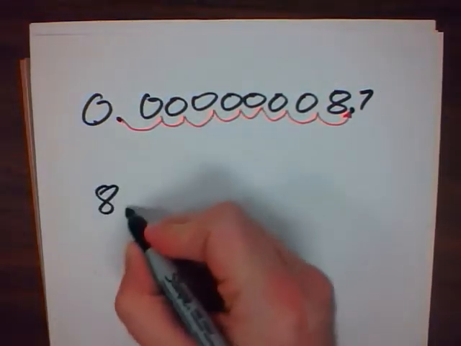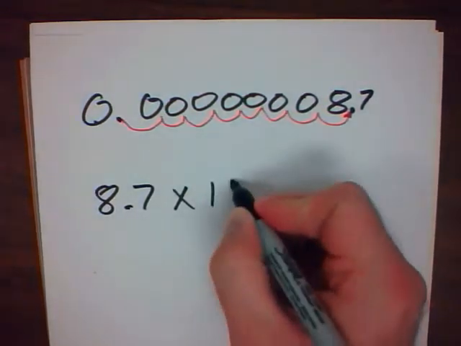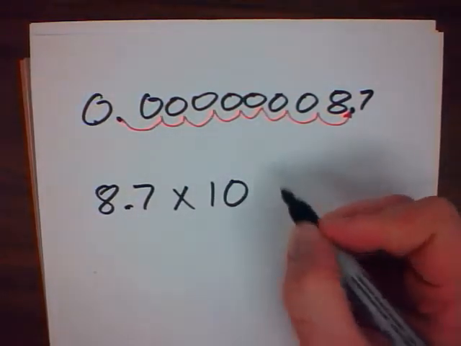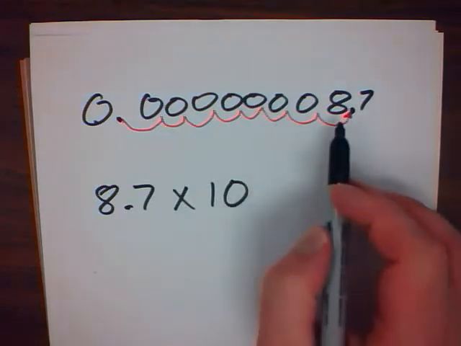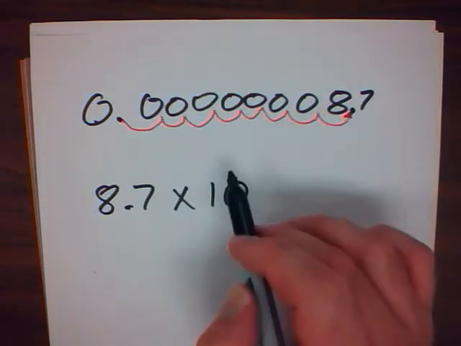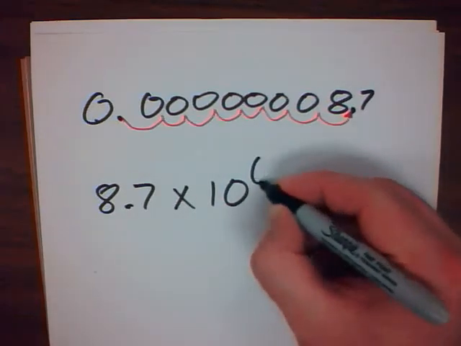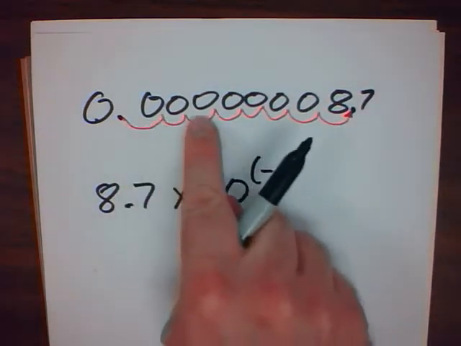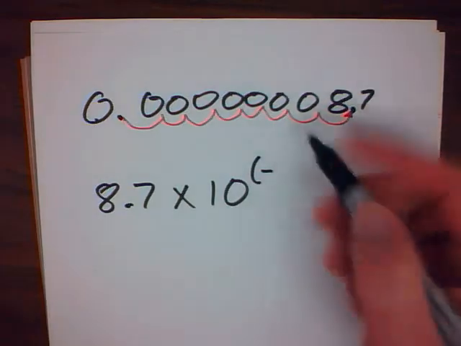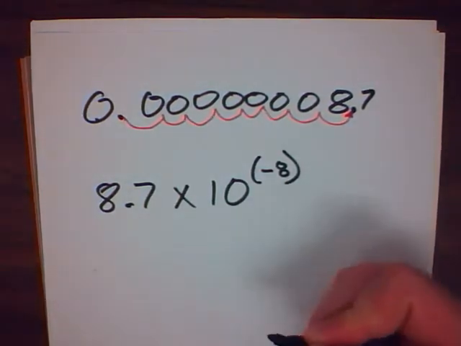It's going to be 8.7 times 10 to the power of, and this is different, because now we're dealing with a fraction. And if you remember earlier, we learned that negative exponents are a way of expressing fractions and decimals. So it's negative, whoops, I forgot. 1, 2, 3, 4, 5, 6, 7, 8. Negative 8.